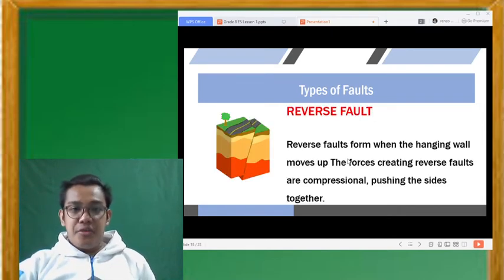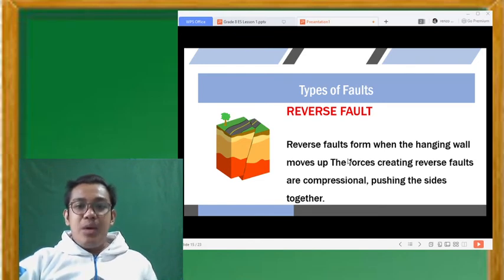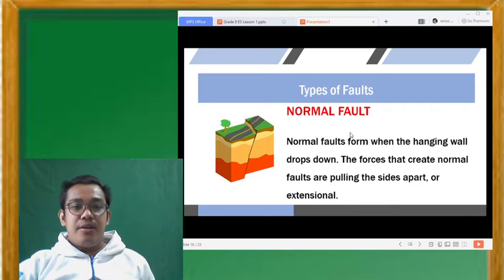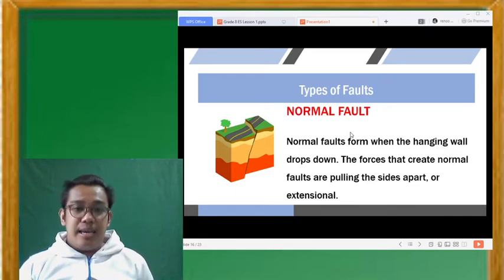We have the reverse fault. Reverse faults form when the hanging wall moves up. The forces creating reverse faults are compressional, pushing the sides together. The last type is the normal fault. Normal faults form when the hanging wall drops down. The forces that create normal faults are pulling the sides apart, or extensional.